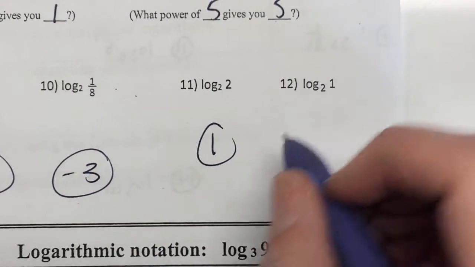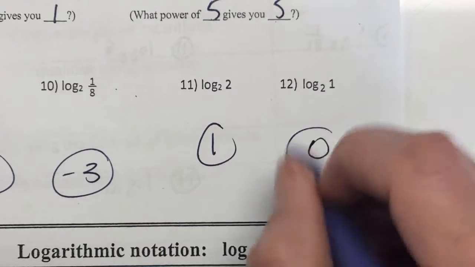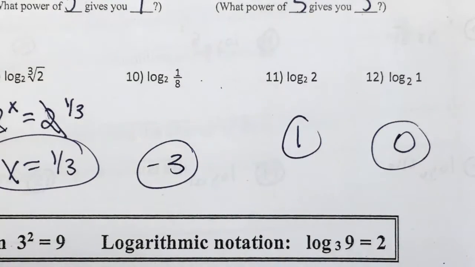Alright, Plunkett, what'd you get for 12? 0. Perfect. Y'all good with these? Y'all feel comfortable? Not really? We need to practice some more before your checkpoint? Okay, we'll practice a few more. Flip it over and then we'll get started on this part. Let's just do a few more together.